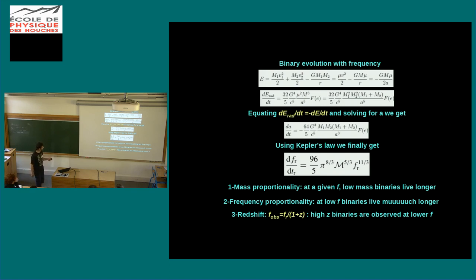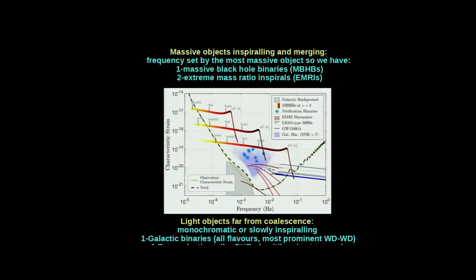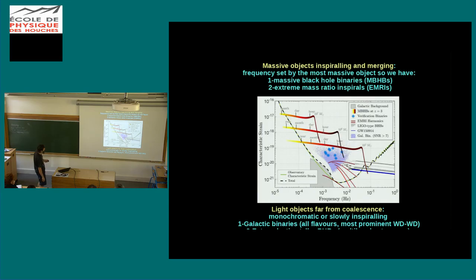And then also there is a redshift dependence. It's not written explicitly here, but the observed frequency is redshifted with respect to the emission frequency by the factor 1 plus z, right? So high redshift binaries are actually observed at lower frequency, which is important.